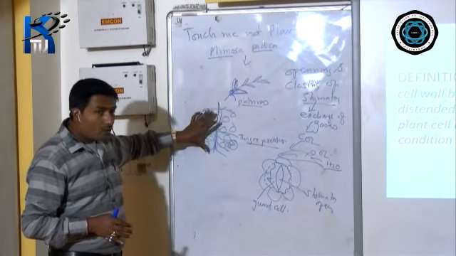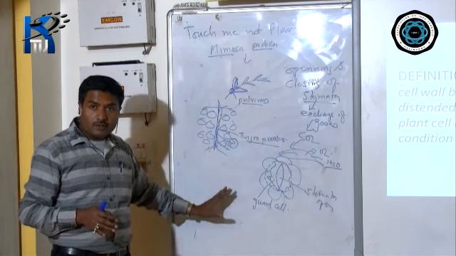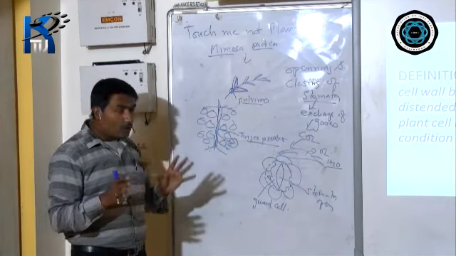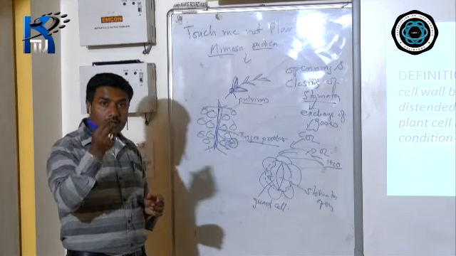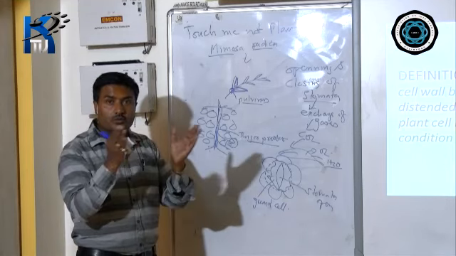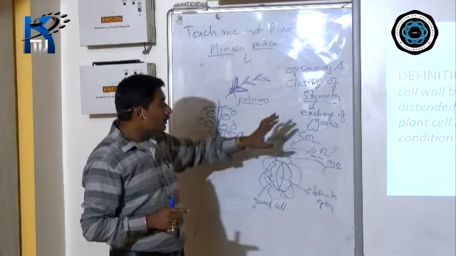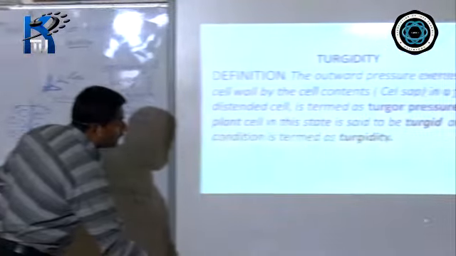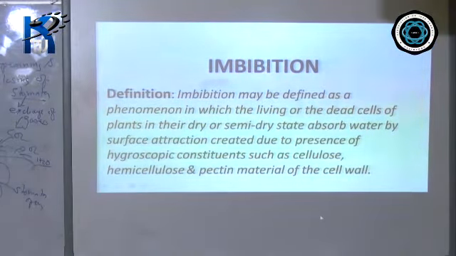The root is able to penetrate the soil also due to the turgor pressure, and also the thigmonastic movement on touch, where the plant is able to open and close. That is also due to the turgor pressure. Now, moving to the next one, we have imbibition.